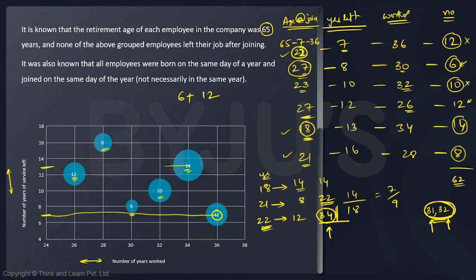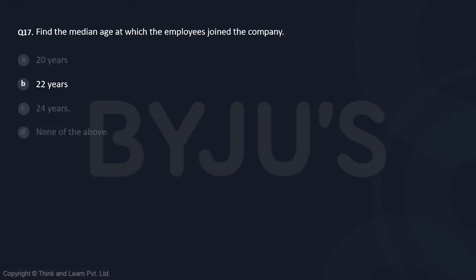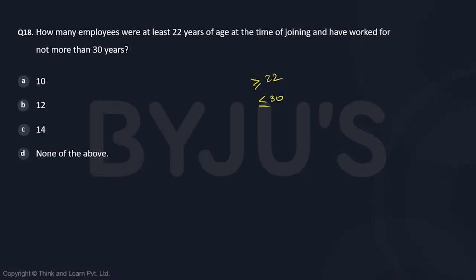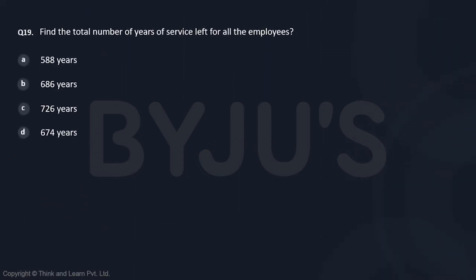Then if you look at 18, I will not count these 18. Why will I not count? Because I need people who are greater than or equal to 22. So these will not come into my same domain, and the 21 also will not come. So the answer is only 18. 6 plus 12. So if you carefully do this, the answer is 6 plus 12, 18. So the answer is option D, none of the above.